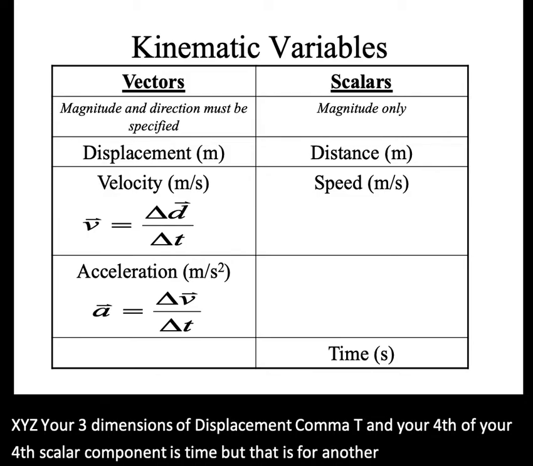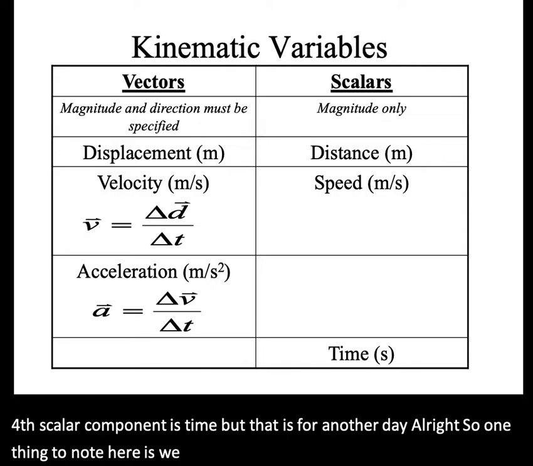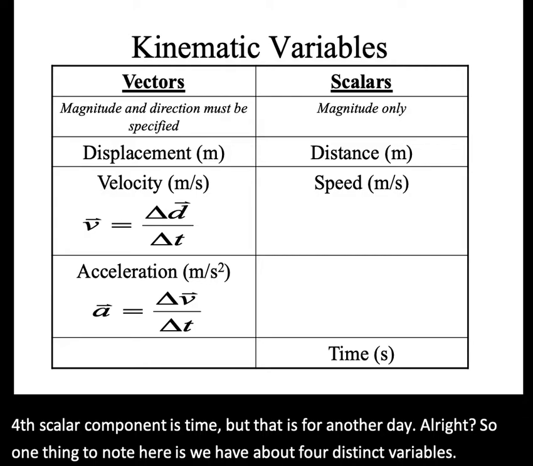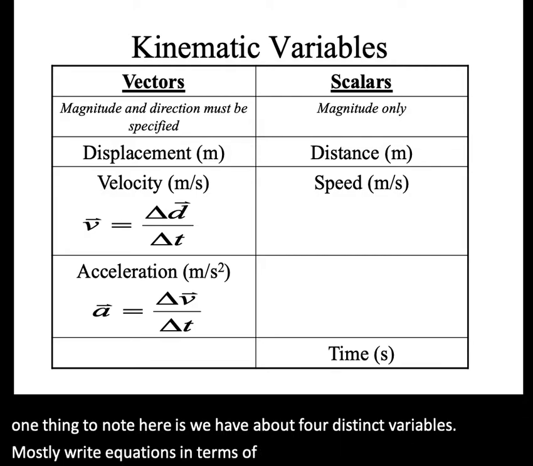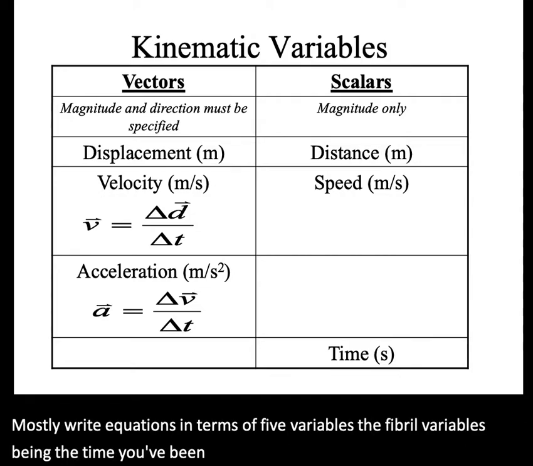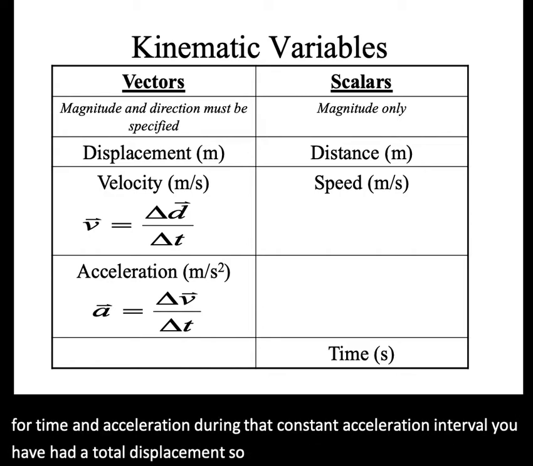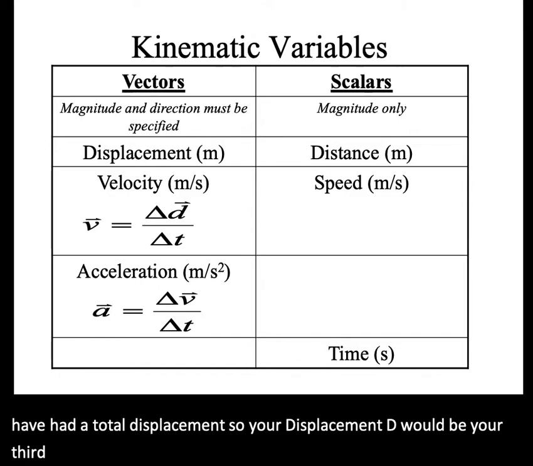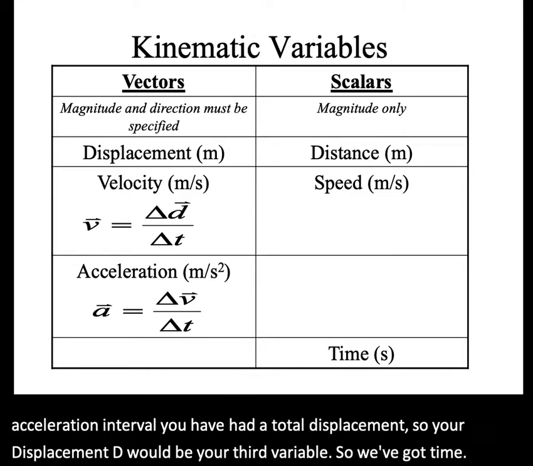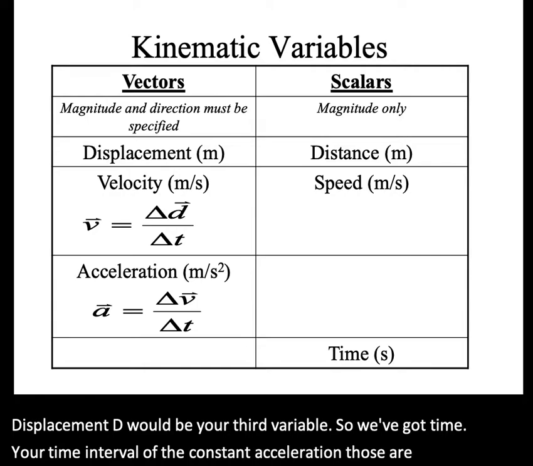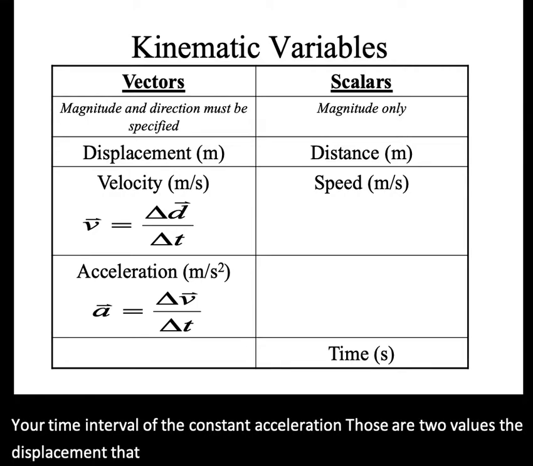All right, so one thing to note here is we have about four distinct variables. We'll mostly write equations in terms of five variables. The five variables being the time you've been traveling at a constant acceleration, so t and a for time and acceleration. During that constant acceleration interval, you have had a total displacement, so your displacement d would be your third variable. So we've got time, your time interval of the constant acceleration, those are two values. The displacement that you experienced during that time interval.